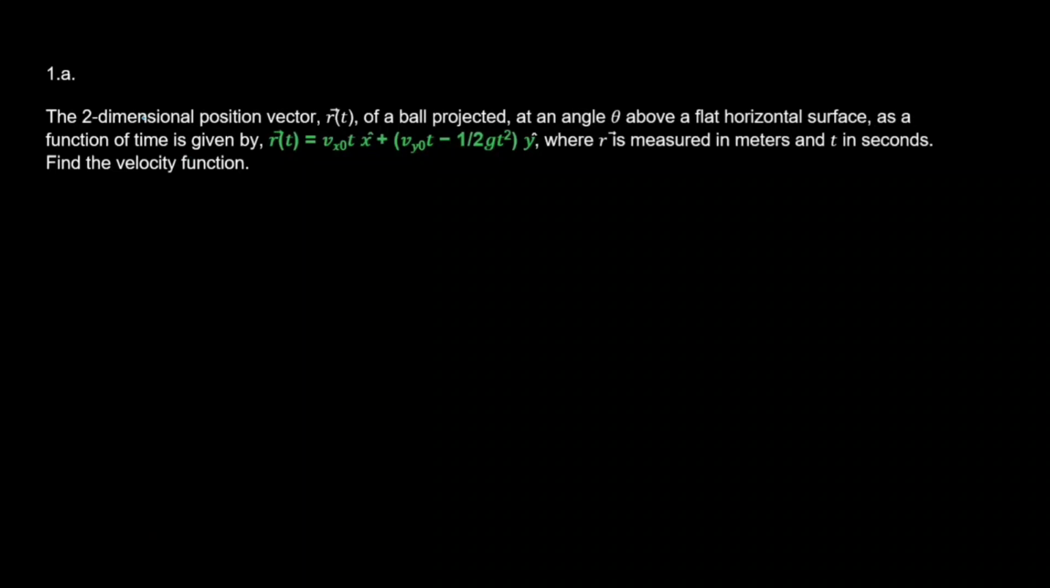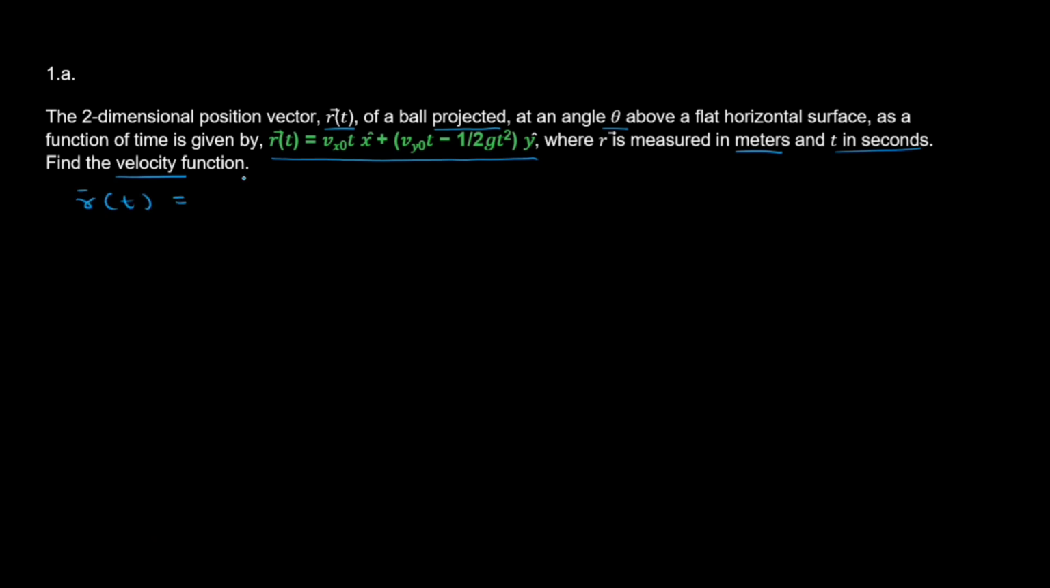Question 1a. The two-dimensional position vector r bar of a ball projected at an angle theta above a flat horizontal surface as a function of time is given by r bar equals vx0 t x cap plus vy0 t minus half g t squared y cap, where r is measured in meters and t in seconds. Find the velocity function.